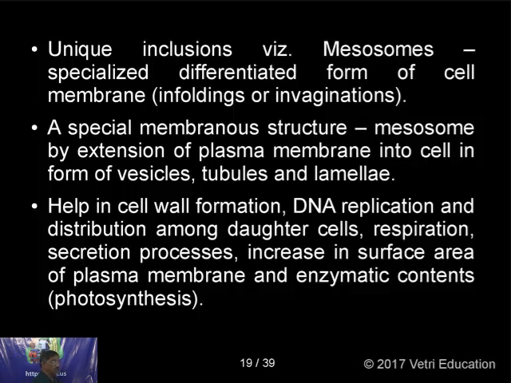The uses of mesosomes: they help in cell wall formation, DNA replication and distribution among the daughter cells during cell division, respiration, and secretion processes, and they increase the surface area of the plasma membrane. Enzymic contents regarding photosynthesis, etc. are found in these mesosomes. So in prokaryotes, mesosomes have many functions.